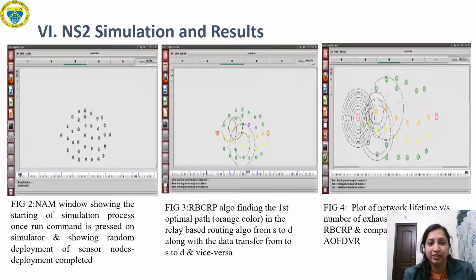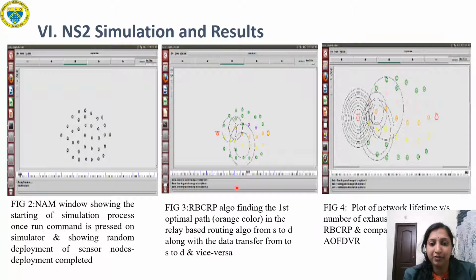So these are the results that are obtained from the work. Here, this first figure represents how the 35 nodes are placed and how they are randomly deployed. So this is the NAM window on which these are appearing.